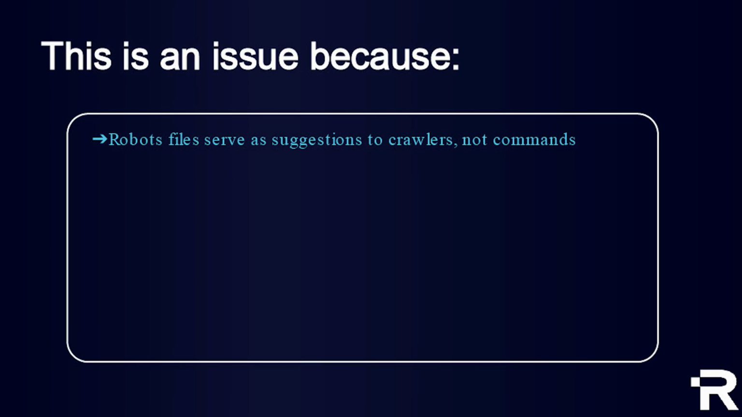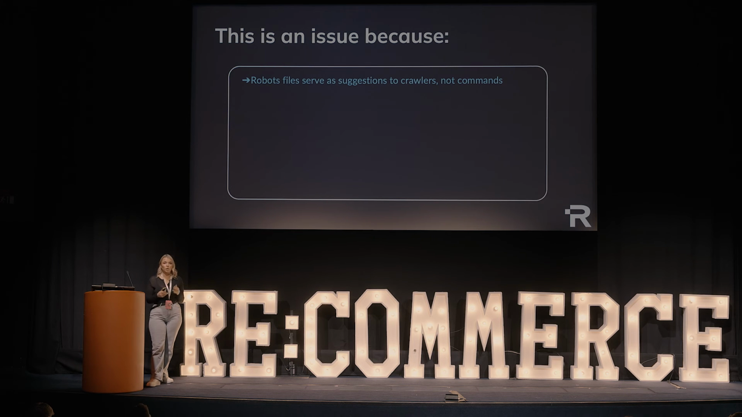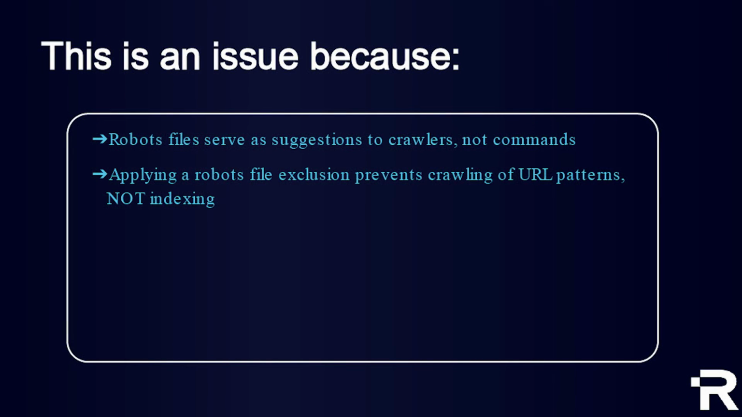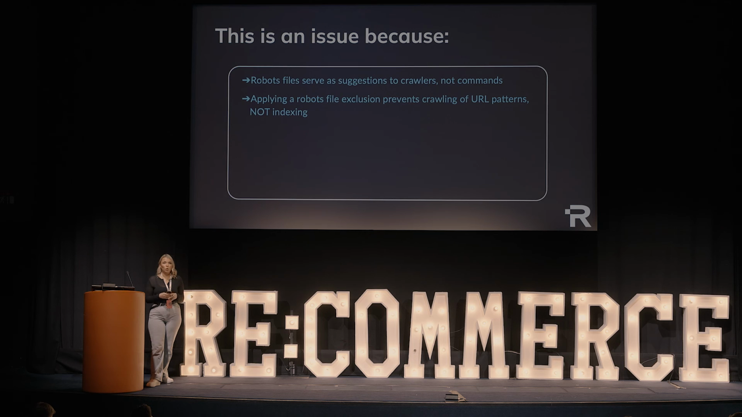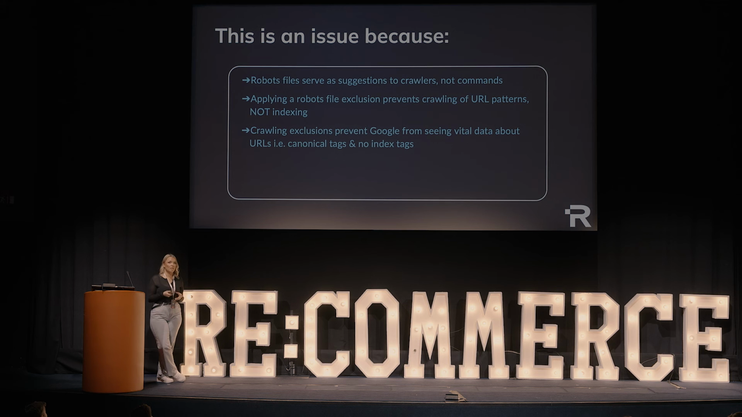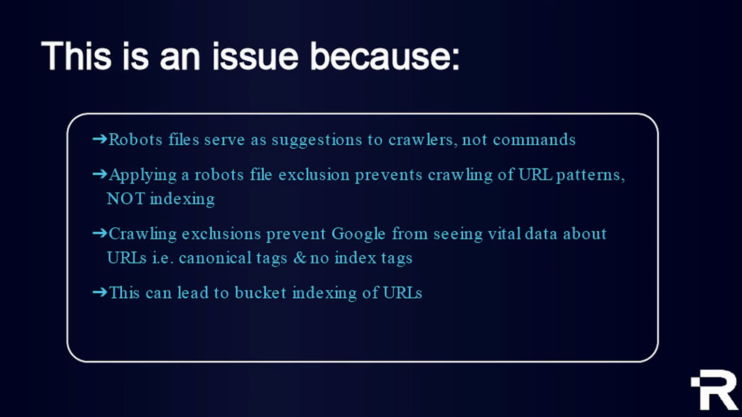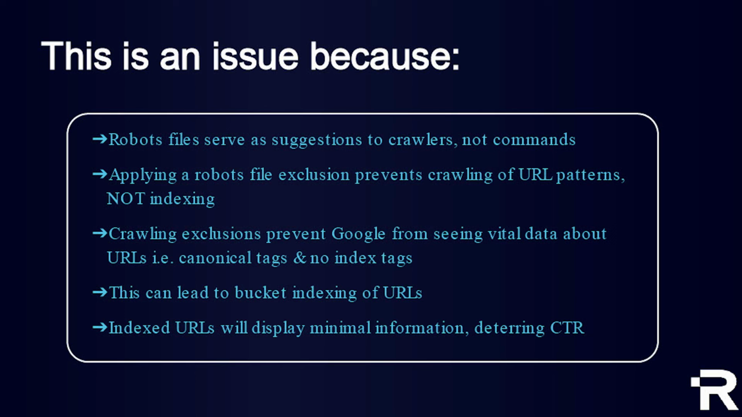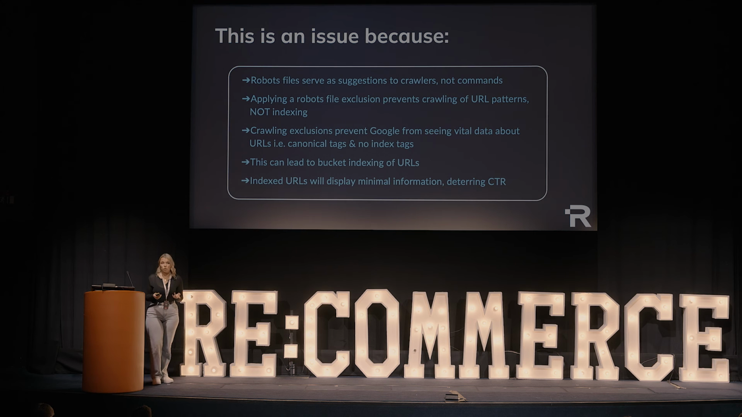The reason why you shouldn't do this is that a robots file is a suggestion to a crawler. It's not a command, so Google isn't going to take this as fact. It might not even follow it. And it prevents crawling, basically, so it's not going to prevent indexing. All you're essentially doing with the robots file is telling Google not to crawl that page. When you do that, it's stopping it from seeing vital information about the page. So if you are canonicalizing the page to something else, or if you are setting the page as noindex, Google's not necessarily going to see that if it's blocked in the robots file and it can't crawl it. And that can lead to bucket indexing of URLs, and the URLs that are indexed will display very little information because Google just can't see it, basically.